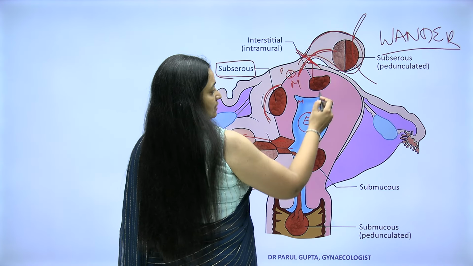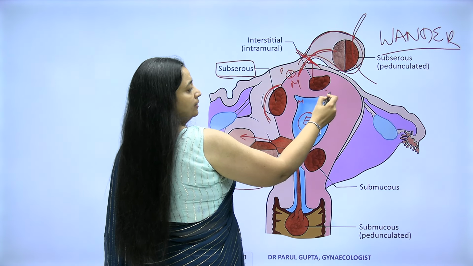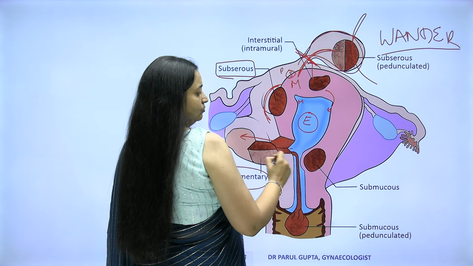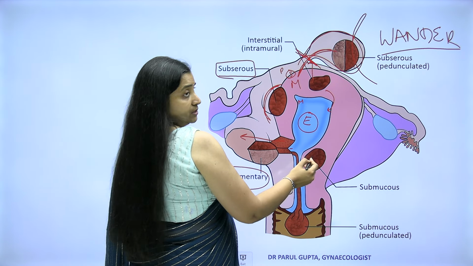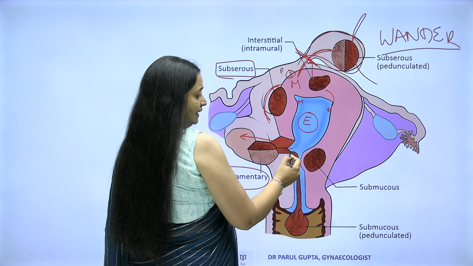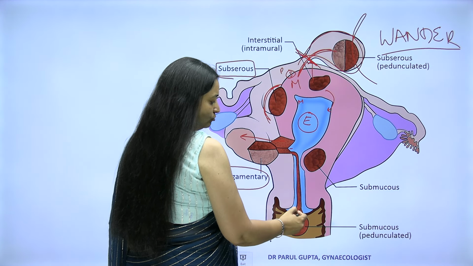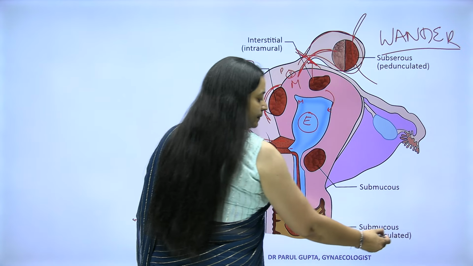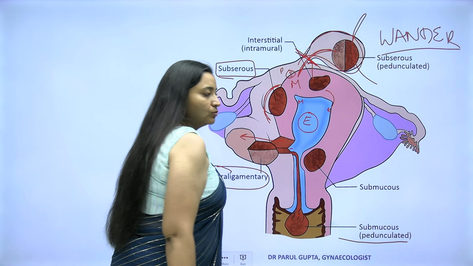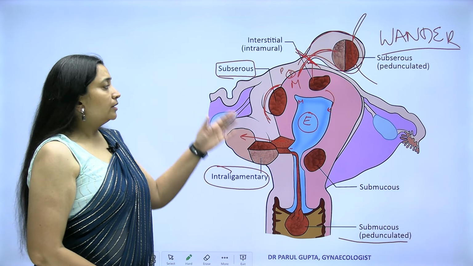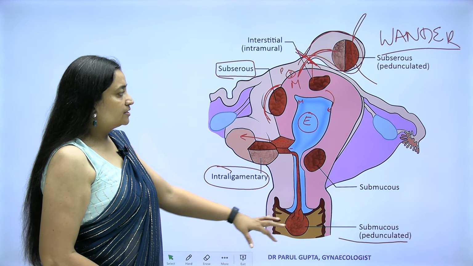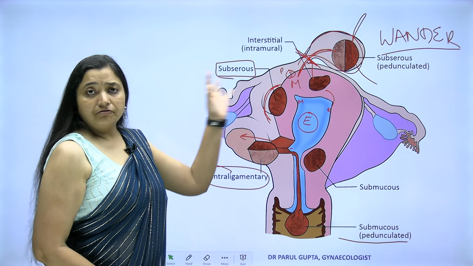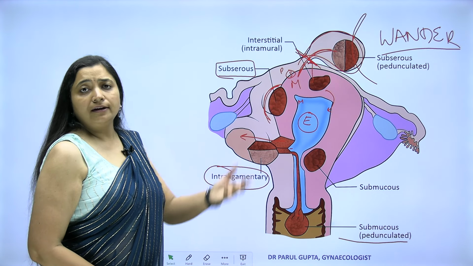Now submucous. If this intramural fibroid goes towards the endometrium, it becomes a submucous. It is a pure submucous. But if it gains a peduncle and it moves out like a polyp, it becomes a pedunculated submucous fibroid. So according to the anatomical location of the corporeal fibroids, we can see that there are different kinds of fibroid which you can find in the patients.